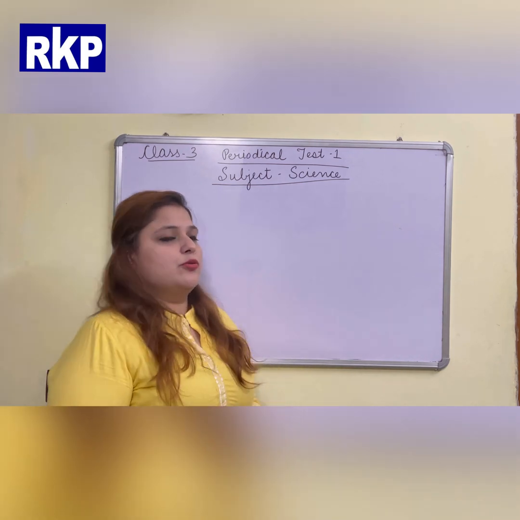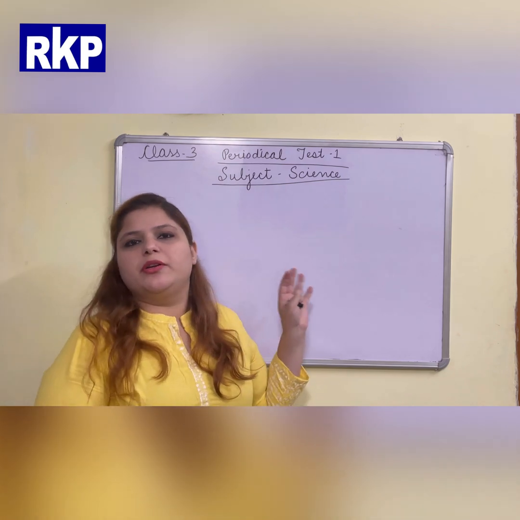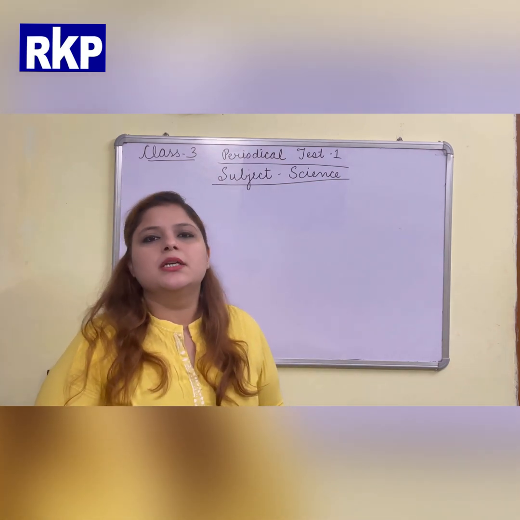Today I am here to discuss the PT1, periodical 1 test of your science, so that you should be clear about your mistakes and what you should have done instead of those answers which are incorrect. Clear? So let's start. Question 1 was: draw the diagram of parts of a plant.